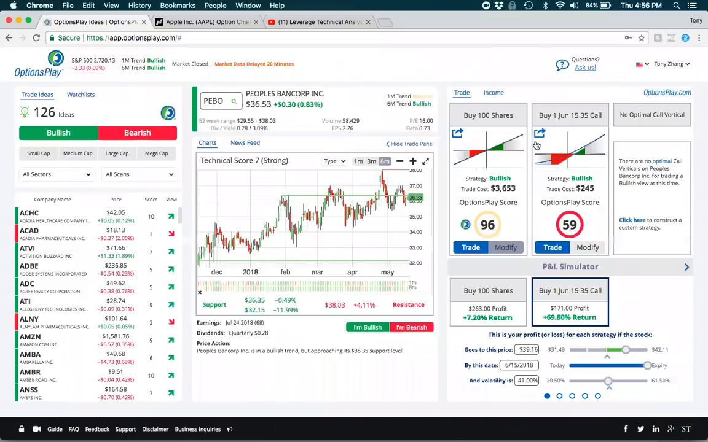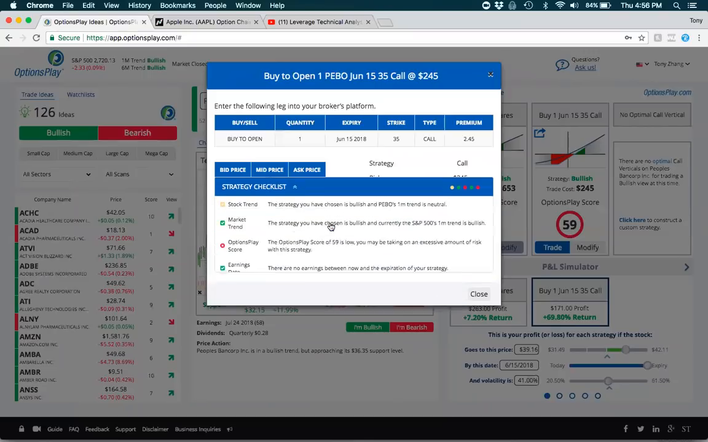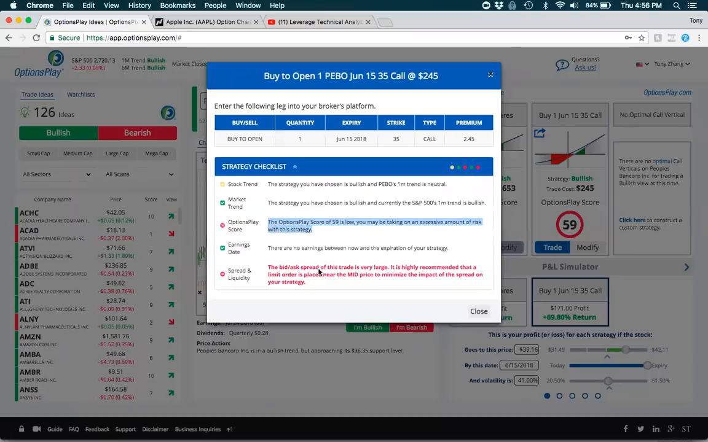Not only are we here to help you find a good option strategy, more importantly, we want to prevent you from making bad ones. So buying this $35 call for $2.45 is actually really expensive, and that's why you get a really low options play score. If you hit the trade button, as you can see, this option is trading at 155 by 245. That's a huge spread. And the options play score is very low, the liquidity is very bad. This is all pointing to, if you're bullish on the stock, you might be better off just buying the stock.